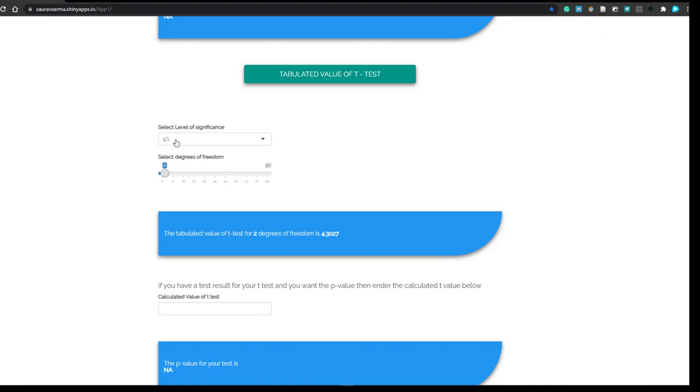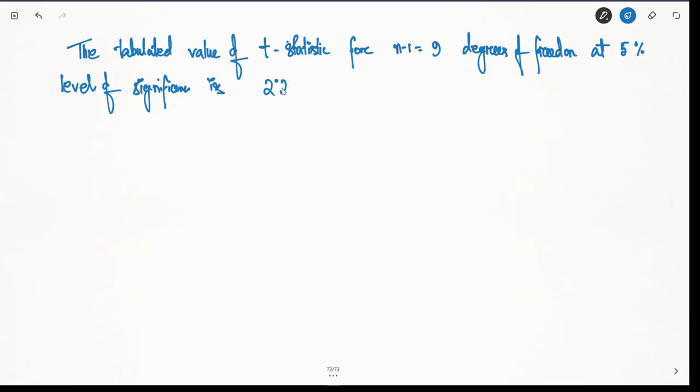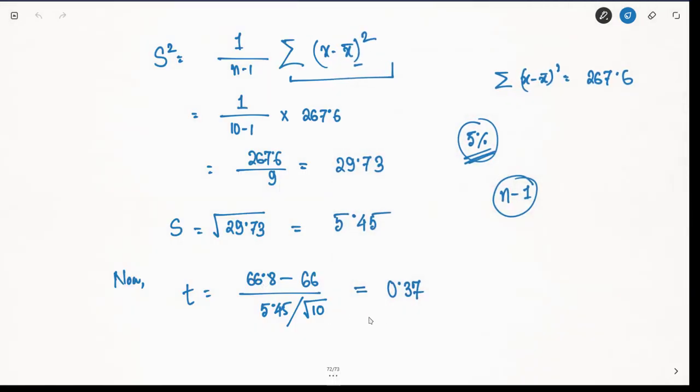We have 5% set already. We need to set the degrees of freedom. If you slide this to 9, it will give you the tabulated value of t-test for 9 degrees of freedom, which is 2.2622, the required value. So that is the tabulated value. Now what is the calculated value? The calculated value is 0.37, which is obviously less than the tabulated value, right?